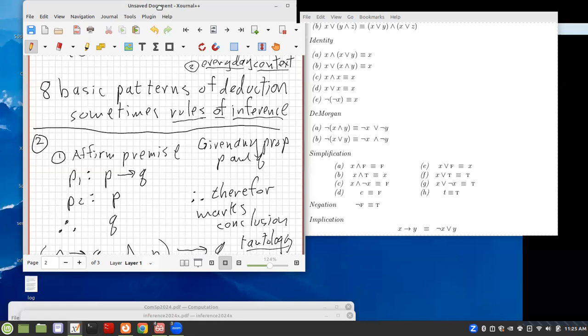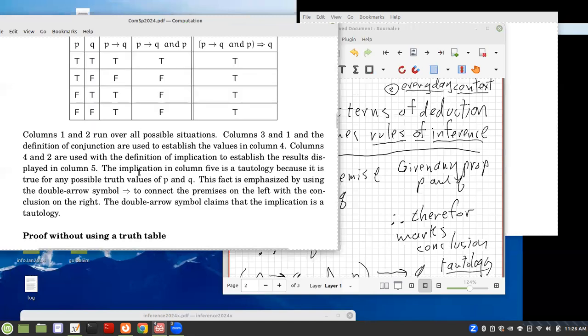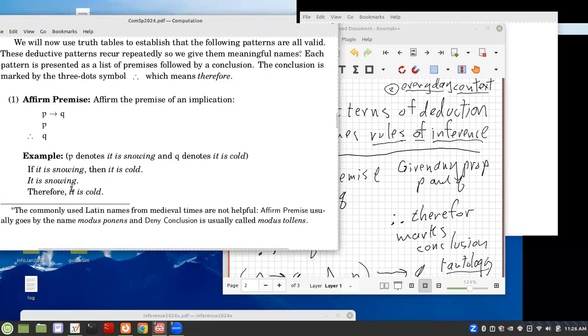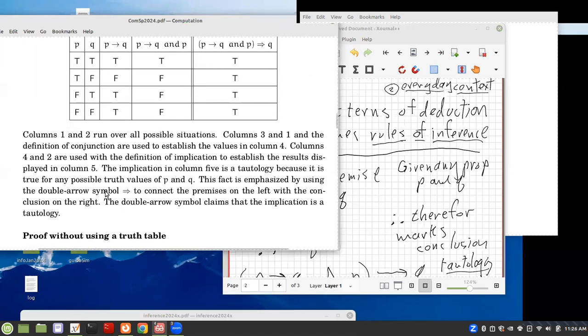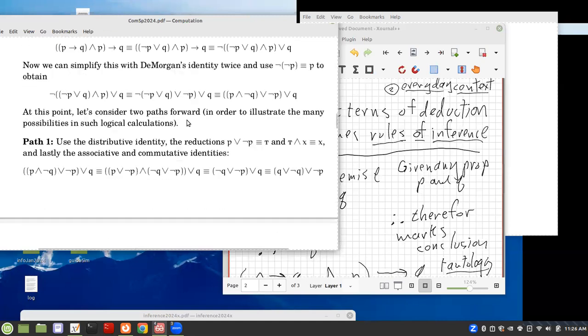So that's what we say here. We say if it is snowing, it is cold, and it is snowing. We can make a new statement that we know is going to be logically implied by these two. It is cold.